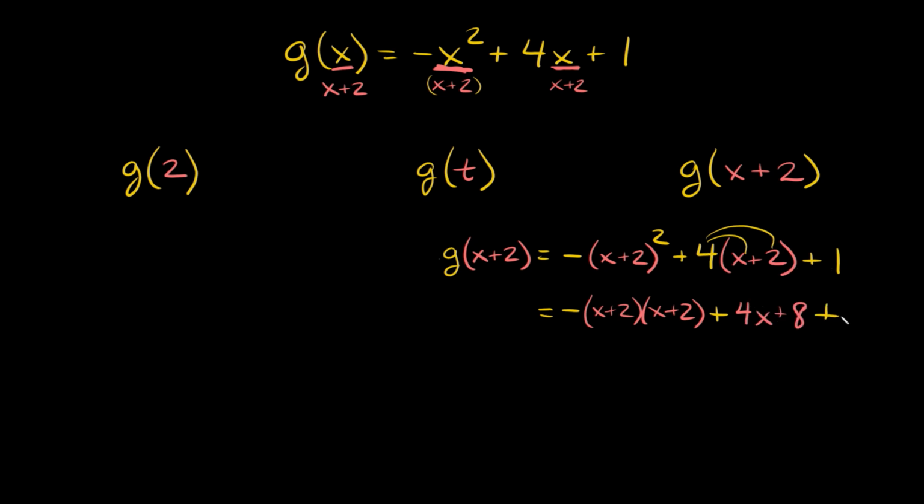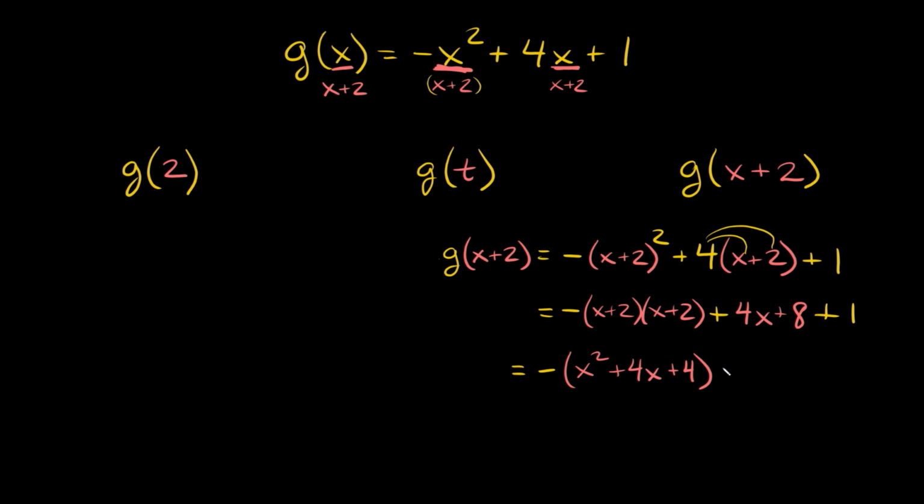And then we have this plus 1. All right, now this is going to be equal to negative, and then x plus 2 times x plus 2, we can just FOIL that, right? If you multiply that together, you're going to get x times x is x squared, and then x times 2 is 2x, and then 2 times x is also 2x, so that's 4x, right? So plus 4x, and then 2 times 2 at the very end is plus 4.